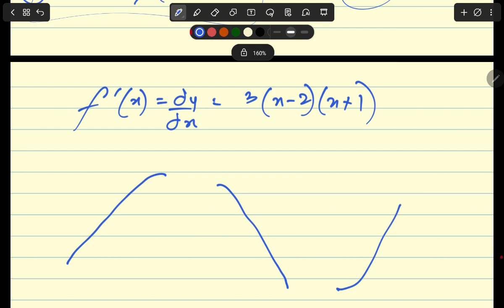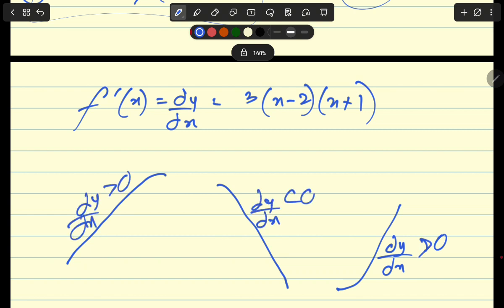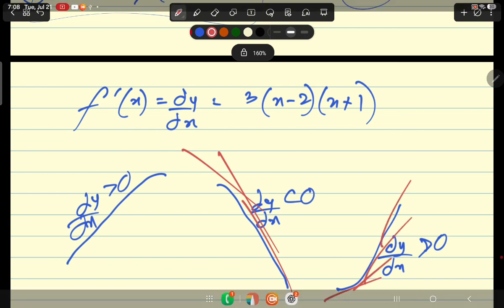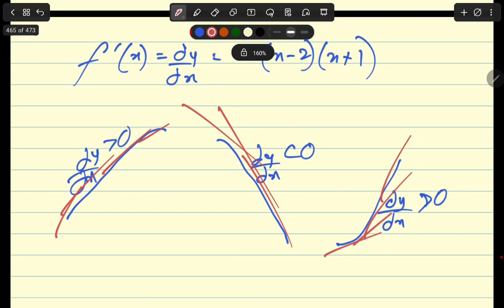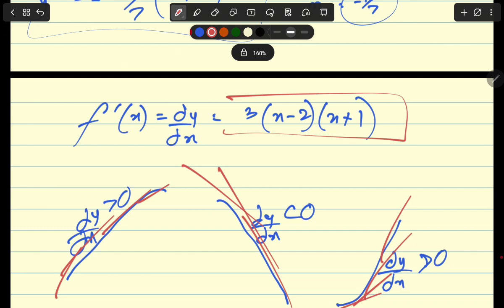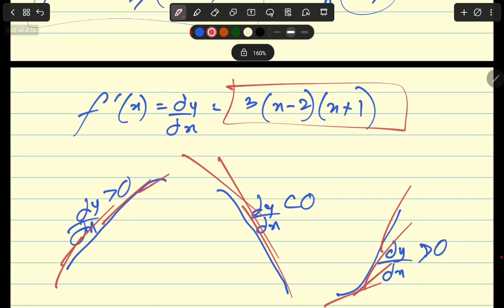So this is dy by dx greater than 0. This is dy by dx greater than 0. This is dy by dx less than 0, right? So all the gradients that you draw here are going to be negative gradients. All the gradients here are going to be positive, and likewise here as well, right? So all I'm going to do is make it greater than 0 and less than 0.